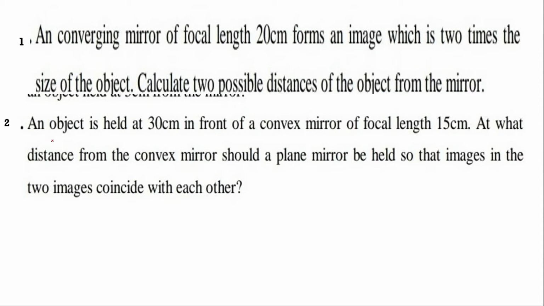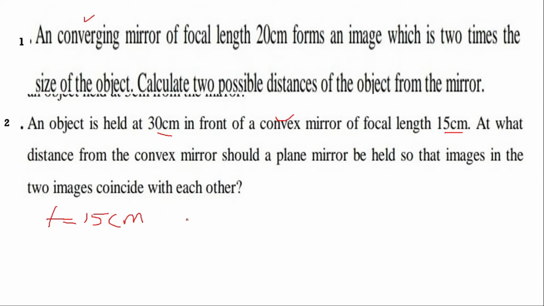Now the next question is saying an object is held at 30 centimeters in front of a convex mirror. Focal length: see, this is a convex mirror, and it's a diverging mirror, no? Convex mirror, so what will the focal length be? The focal length will be 15 centimeters, so the focal length will be positive. At what distance from the convex mirror should a plane mirror be held so that the two images coincide with each other?